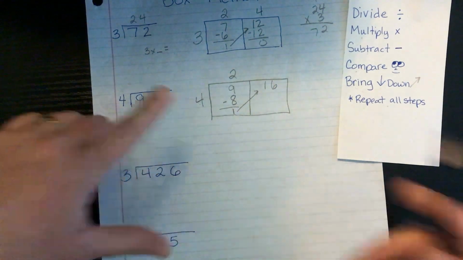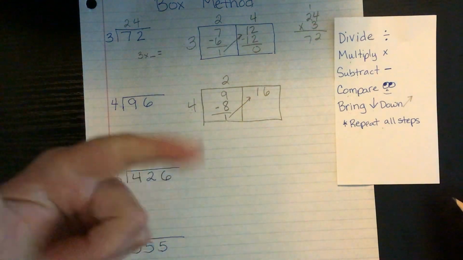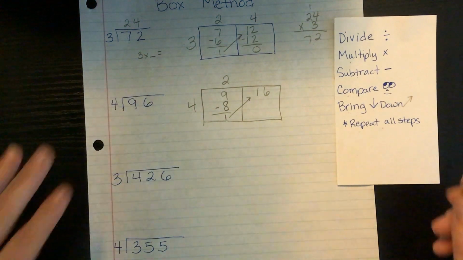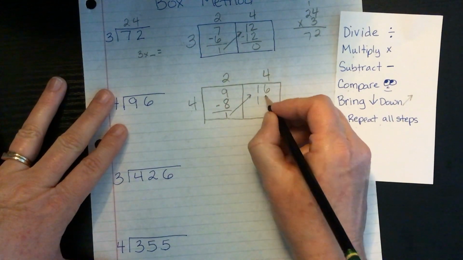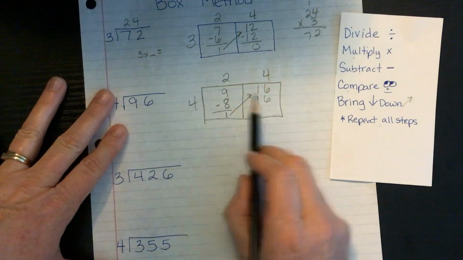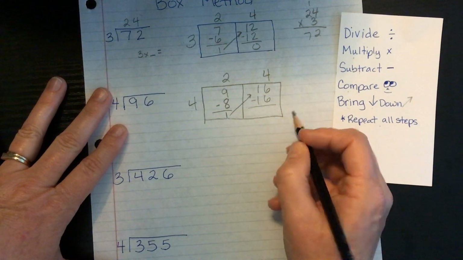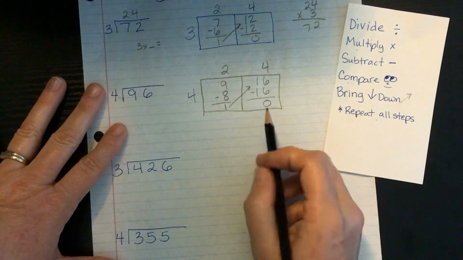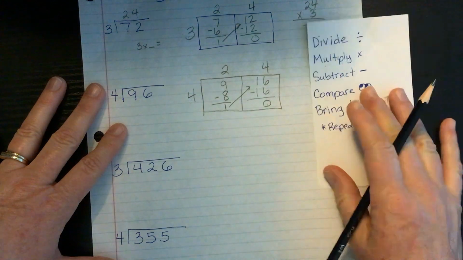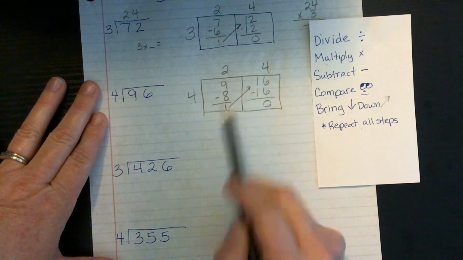So I can divide 4 into 16. Oh, I love 4 into 16. I know that one. Yep, it's 4, because 4 times 4 is 16. So 4 divided into 16 is 4, because 4 times 4 is 16. Can't get any closer to 16 than 16. And again, no remainder. I can see it's less. I am all good. So my answer was 24, my quotient.